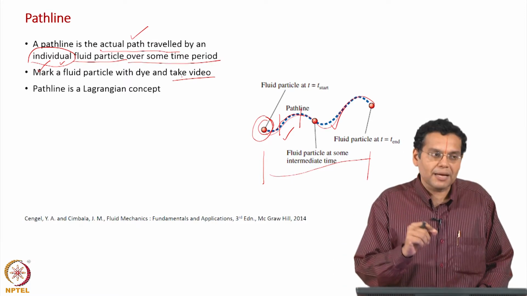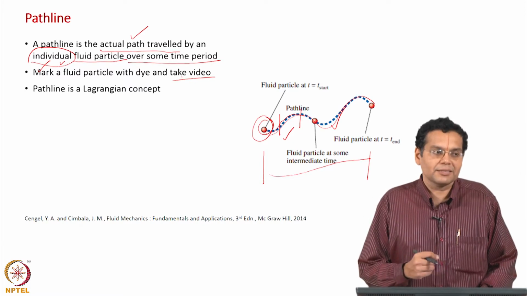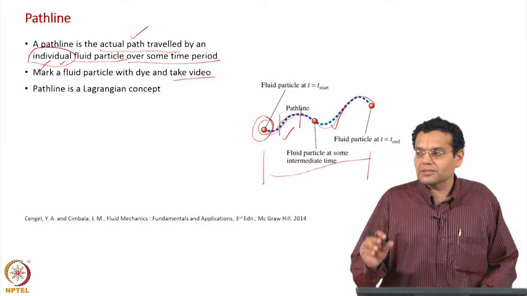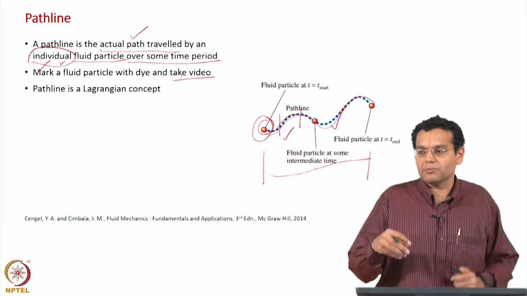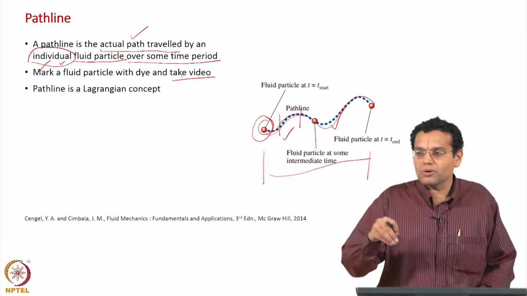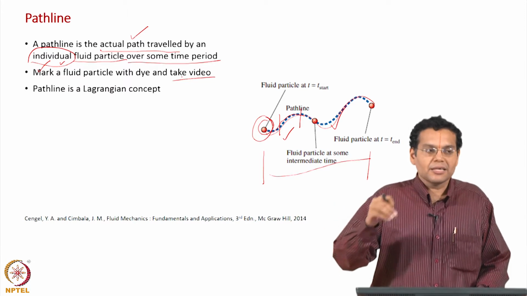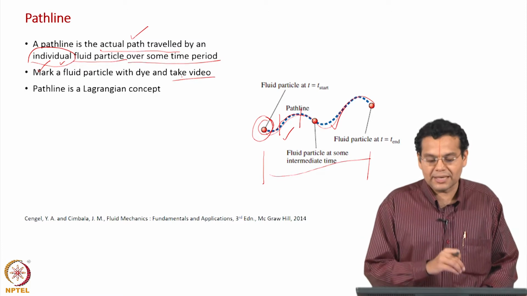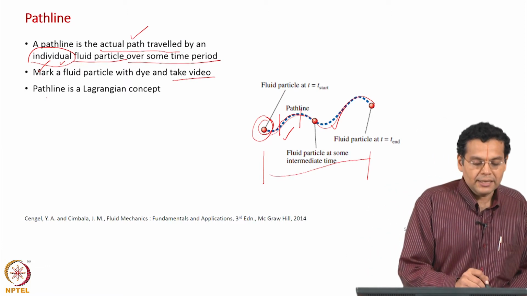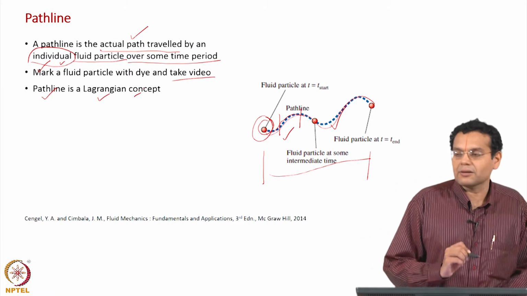Specifically, I did not use the word path line because it was reserved for today's lecture, but without using this terminology, we said we take a group of molecules, a large enough number of molecules, dye it and follow the path followed by the fluid particle. In fact, the Lagrangian concept was introduced using path line without mentioning the name. Now, time has come to relate these two. Path line is a Lagrangian concept. Okay.